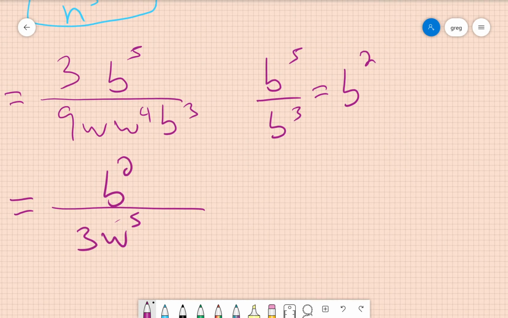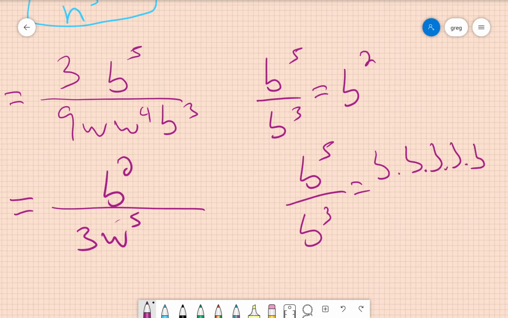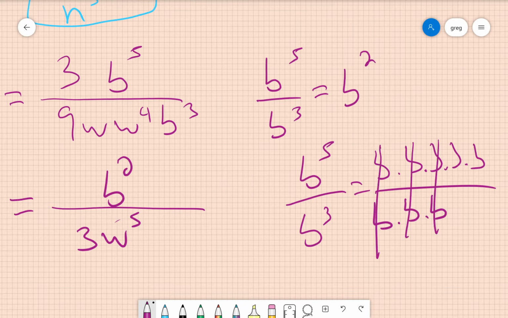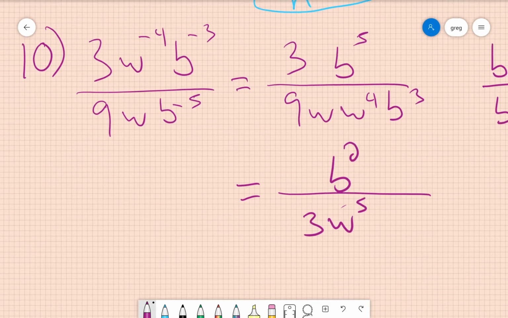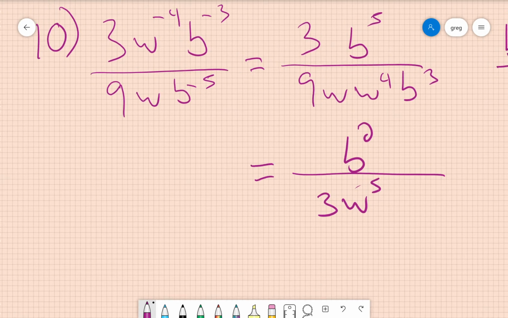So now if you wanted to expand it, I can go b to the fifth over b to the third. So I can have b times b times b times b times b over b times b times b. So now I'm going to just simplify, simplify, simplify. How many are left? 2. Where? Numerator. So, an easier way to do it is just looking at what position has the most amount of that variable, and that's where your solution will be.